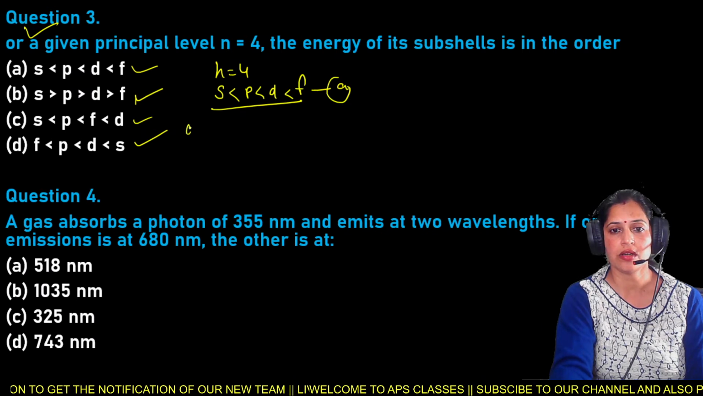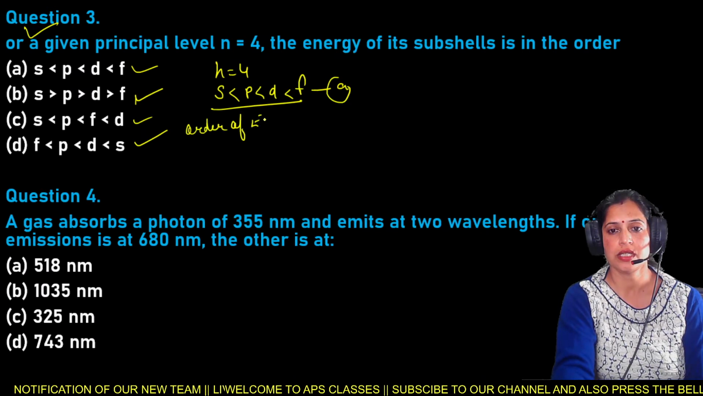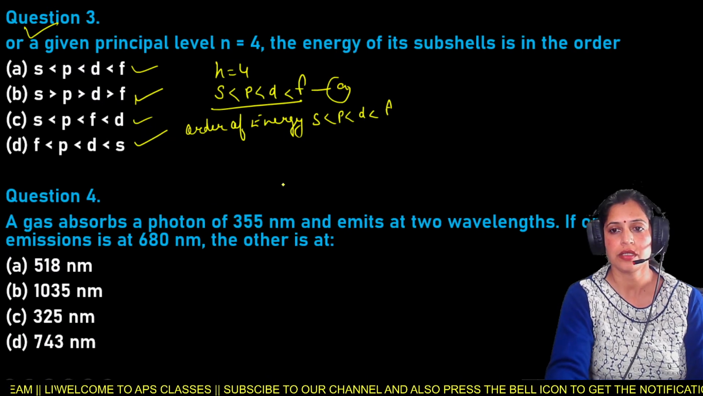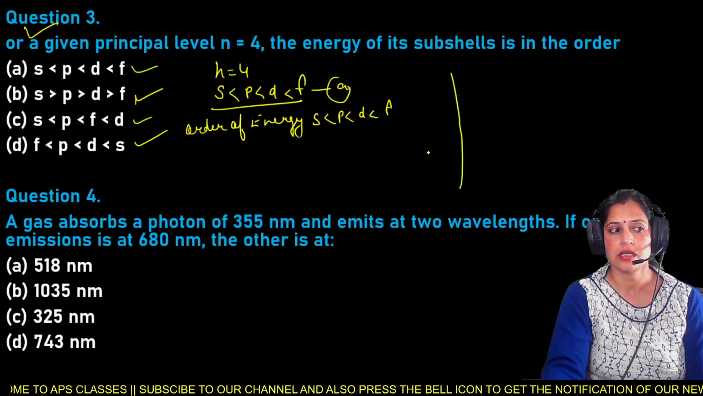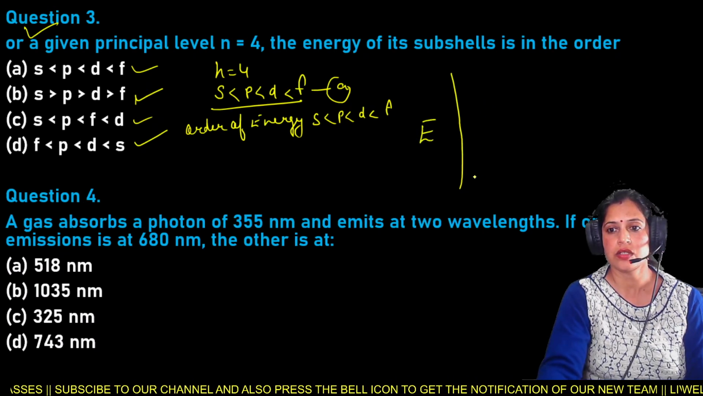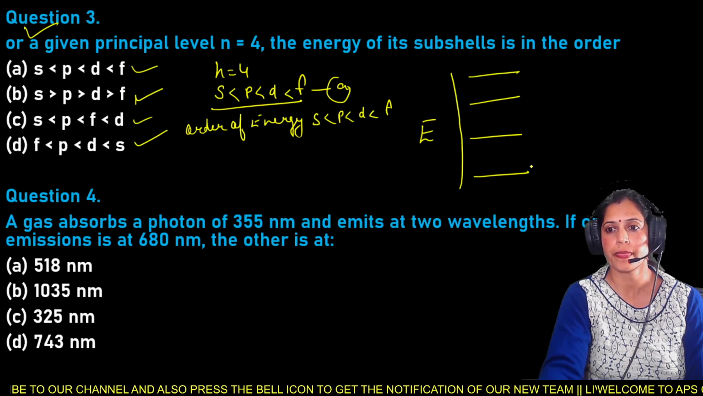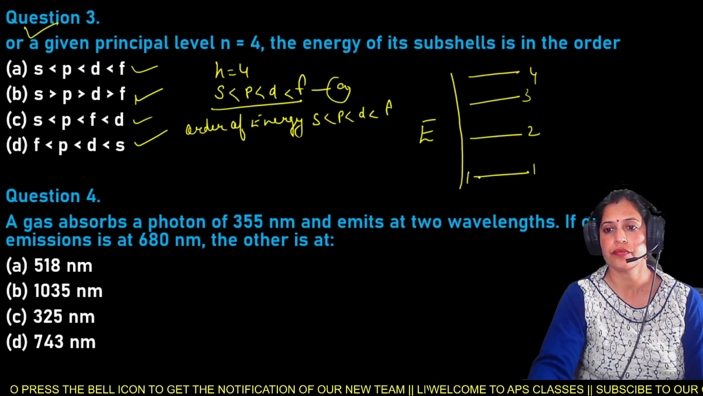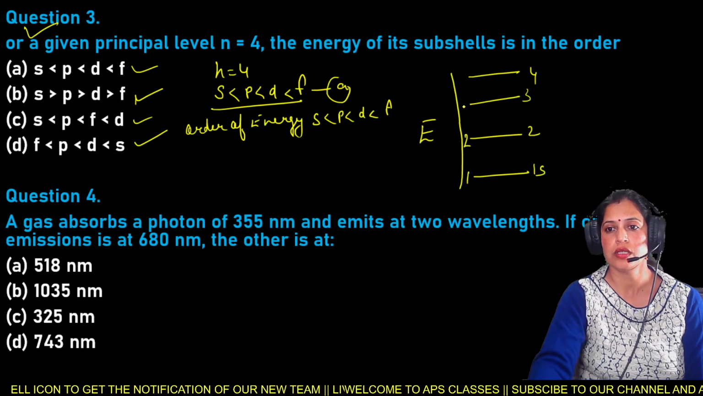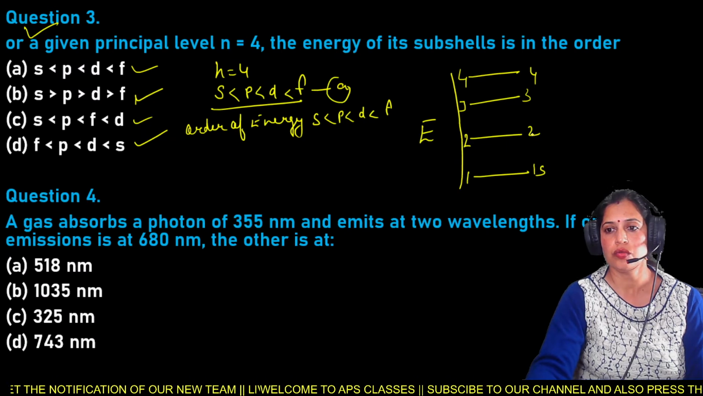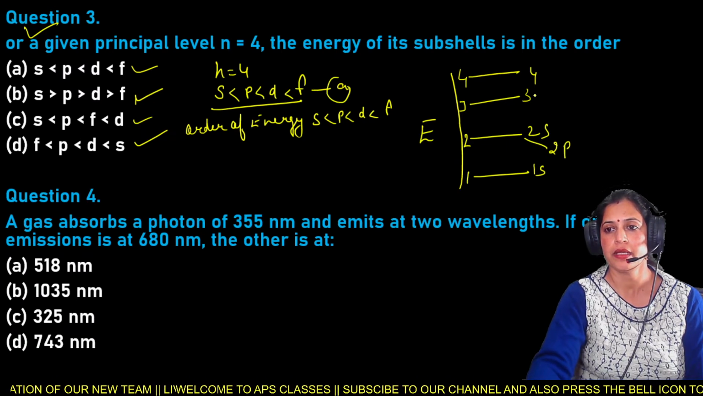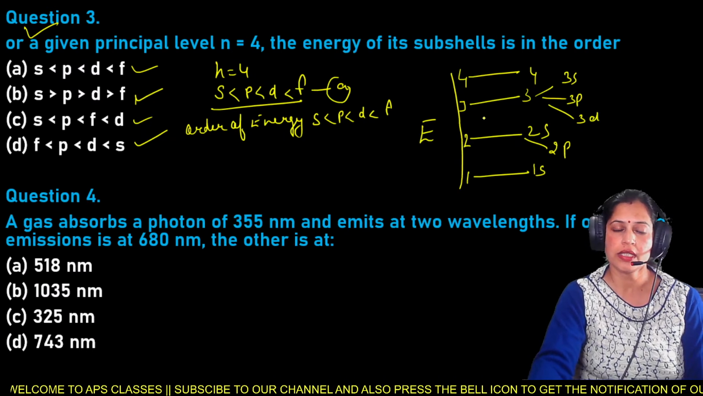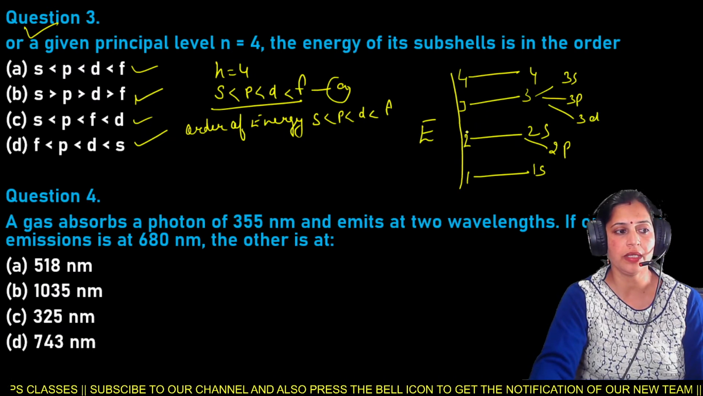This is the order of energy. We all know that S is less than P less than D less than F. So this is the energy level: 1, 2, 3, 4. 1 is equal to 1s. 2 is equal to 2s and 2p. 3 is equal to 3s, 3p and 3d.